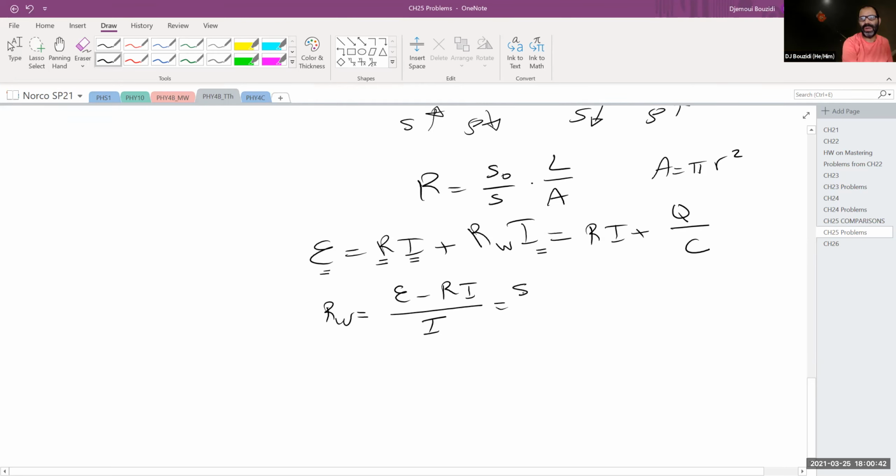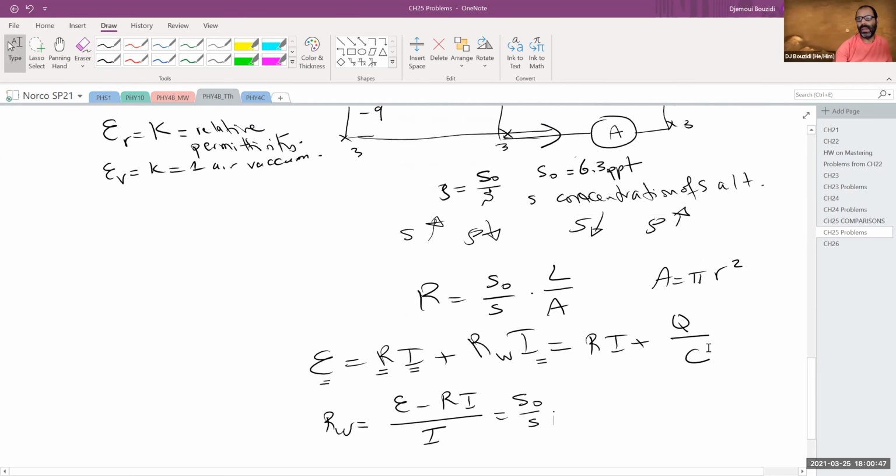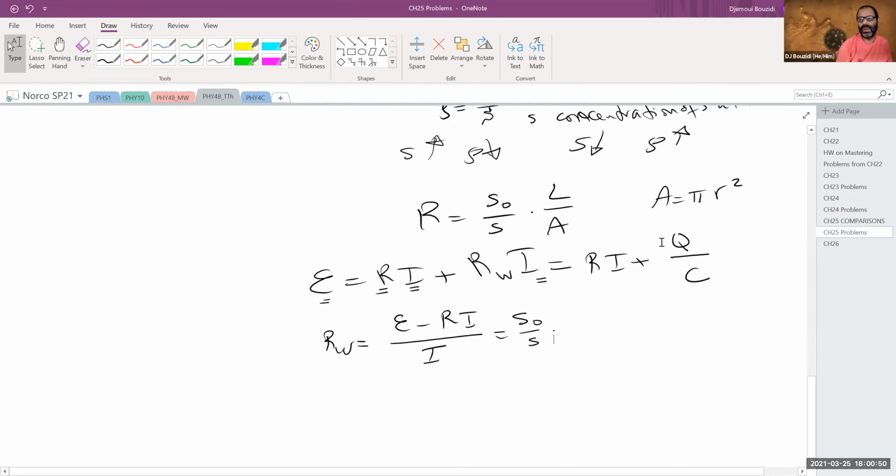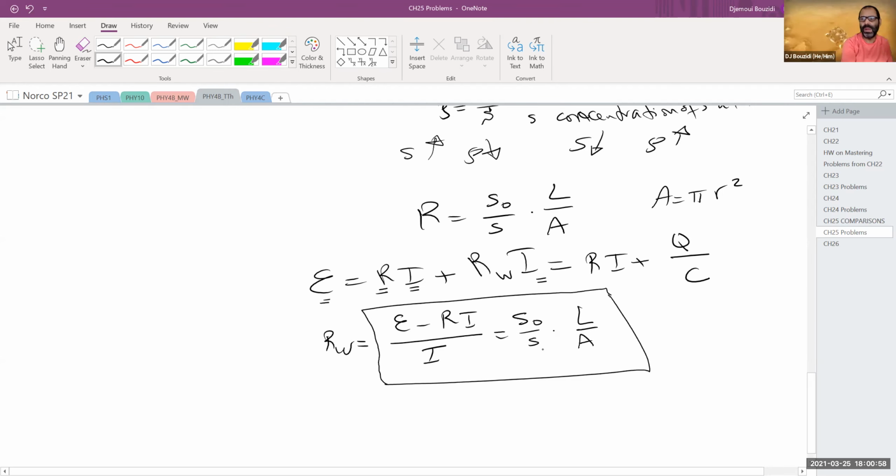But Rw, we need to calculate it as S naught over S times the length over area. So this becomes an equation for S. We can find the salinity because we know S naught, we know L, we know A, we know R, we know I, and we know epsilon. So we have everything. The only thing we don't have is salinity in terms of the standard value. So we should be able to calculate this one. So that's your task, finish the calculation.